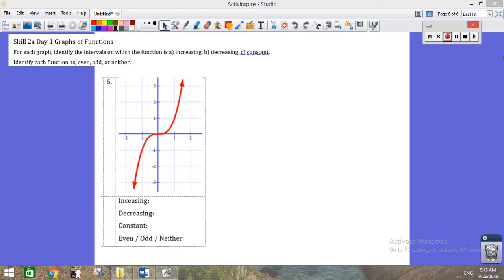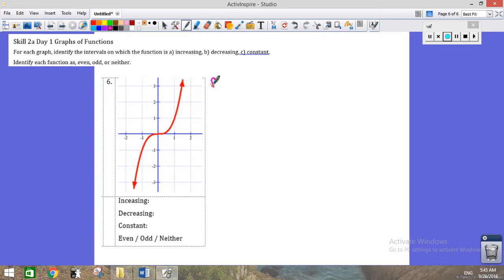Let's take a look at problem number 6. Now, I guess the first time a student looks at a problem like number 6, it could be tricky. The part that will be tricky is to convince you that if we zoom in tight enough to the origin, there's no portion of this graph right here that is constant.